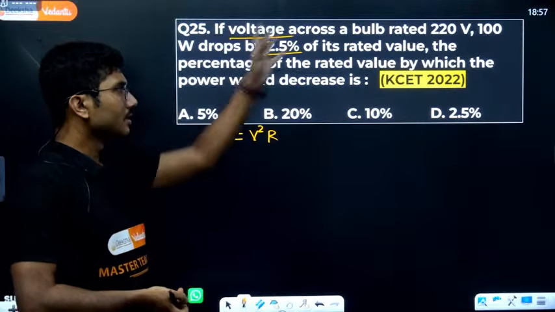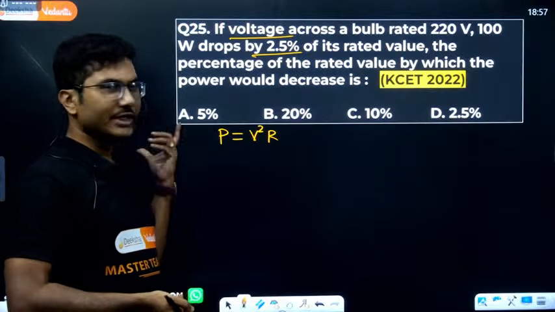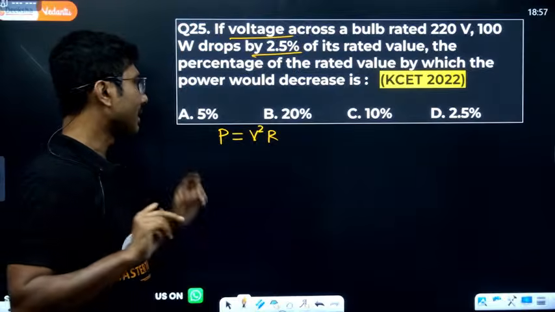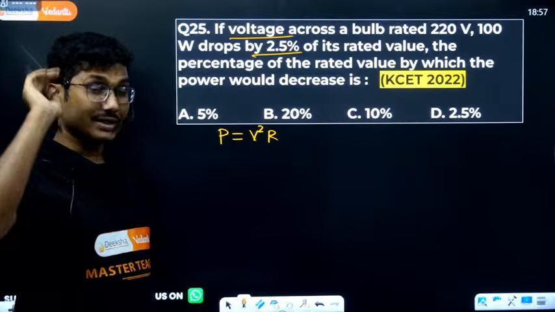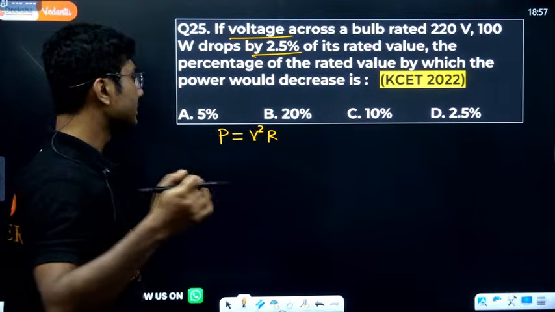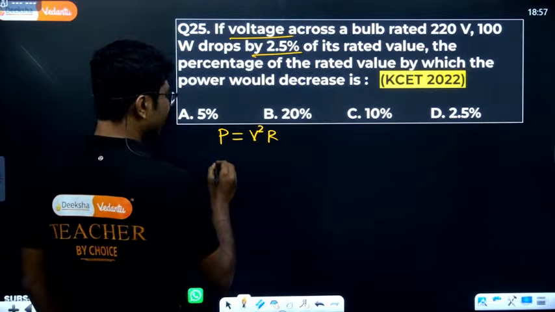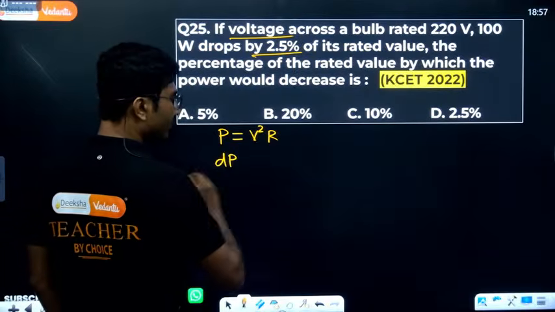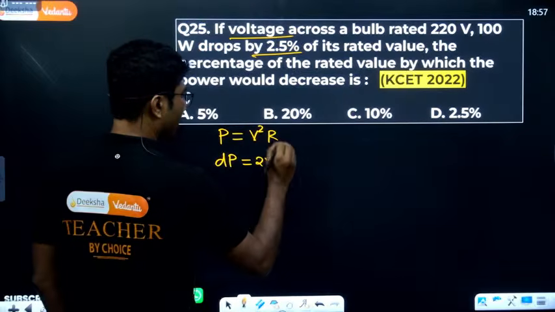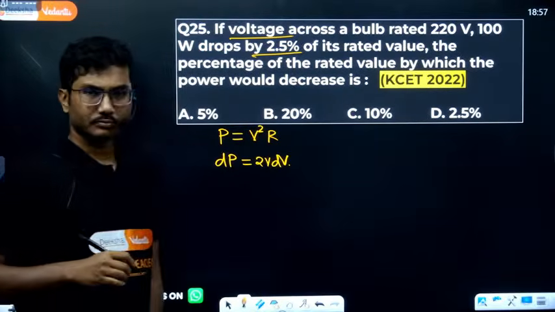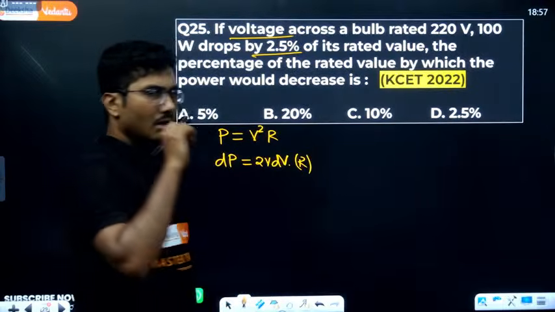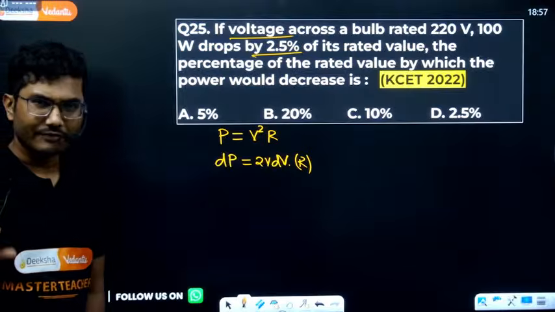Now, how to do that? Some values are given, so initial power, final power, find the difference, find the percentage? No. If you remember, there was a process in your first unit, first chapter, units and measurement. We have briefly touched it, called error analysis. In case of error analysis, when multiple variables are involved, we do it like this. If you differentiate both sides, you get 2V dV, and R is a constant, so it will remain as a constant. So this is the differential relation.